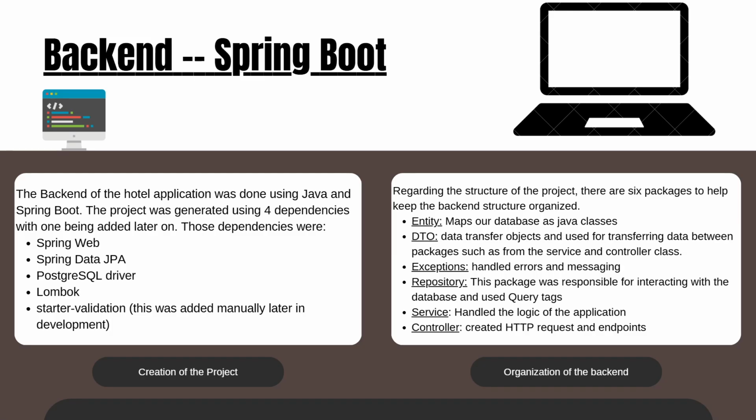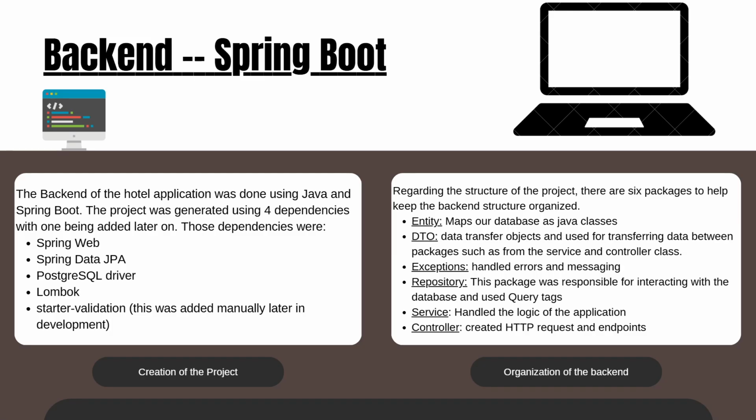Now, regarding the structure of the project, we have 6 packages to help keep the backend structure organized. We have entities, which map our database tables as Java classes. So all our tables are mapped in entities. We have a guest entity, a payment entity. There's one for every single table in our database.